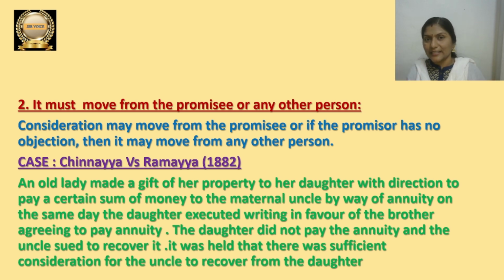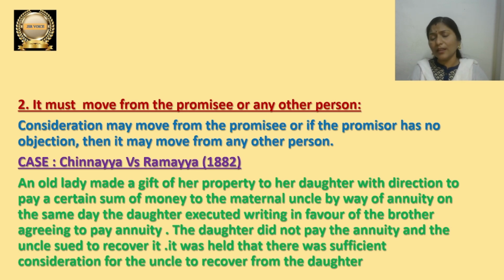Okay, that is the second point. In the first point, the consideration must be at the desire of the promiser. Whatever the promiser says, that only the promisee has to do. That is the first one. And the second one is: consideration must move from the promisee or from any other person also, if the promiser accepts it, if he is not having any objection for that.